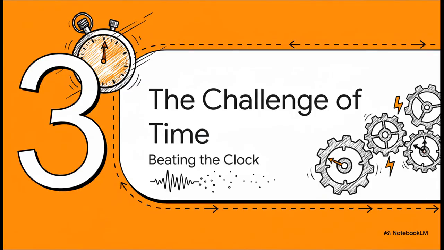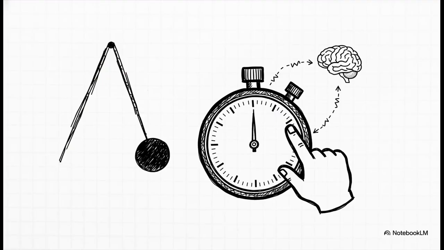Okay, let's switch gears. We've talked about measuring space. Now let's talk about measuring time. And this comes with its own unique set of problems, especially when you're dealing with really short intervals. The big problem here is us. It's human error. Think about trying to time just one swing of a pendulum with a stopwatch.